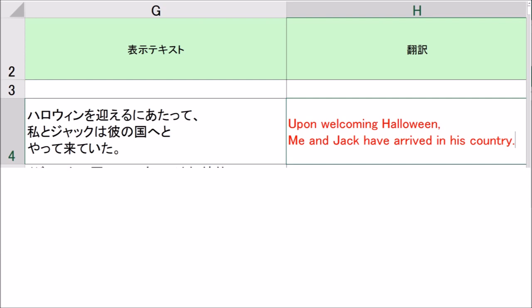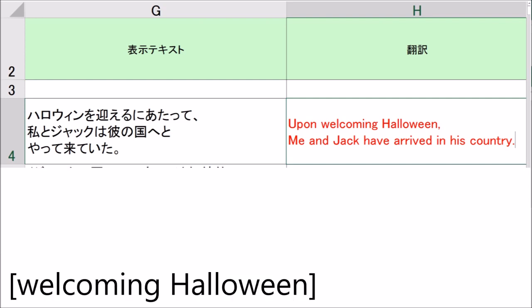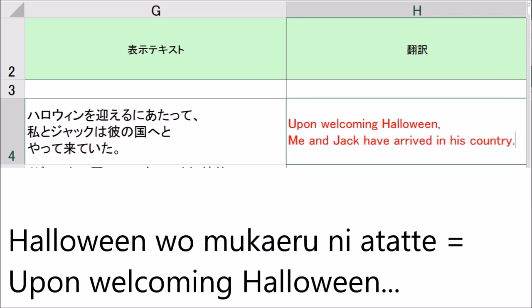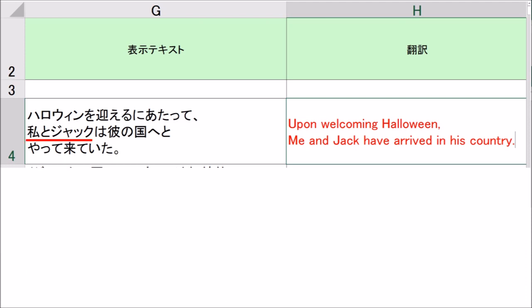Then, that entire thought, welcoming Halloween, has niatatte applied to it. So it's because of or upon welcoming Halloween, ... Still with me? No? Well, too bad. Let's keep going. We're almost there. The me and Jack part stays the same. Yay! But the next part, have arrived in his country, is another word order reversal. In Japanese, the word order was his country, have arrived.